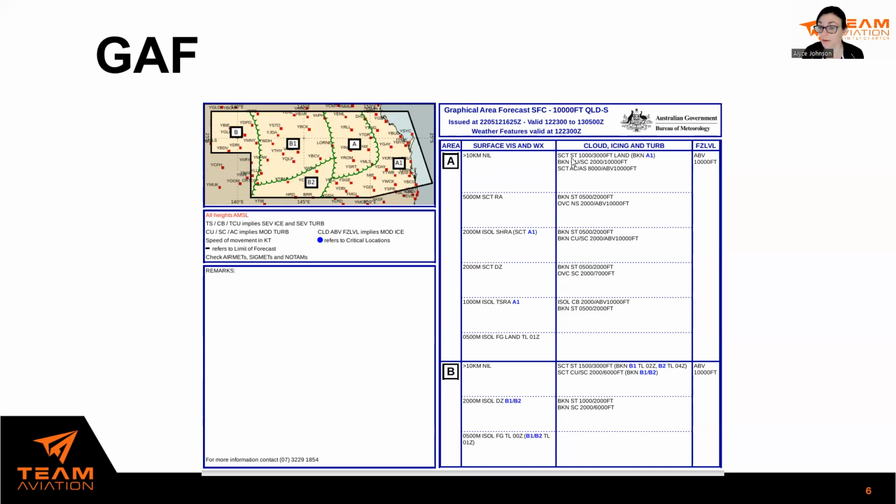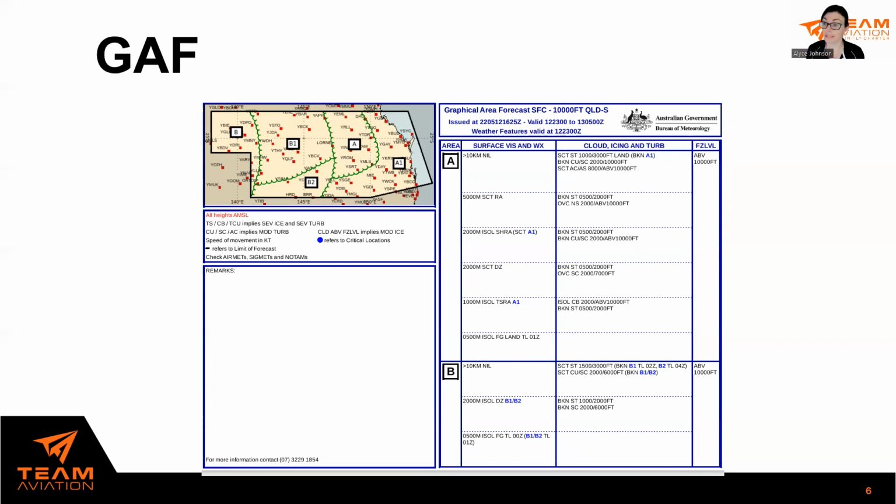We've got scattered stratus with bases 1,000 to 3,000 feet over land. Now that's broken in area alpha 1, if we recall that broken is 5 to 7 octas. We then have broken cumulus, stratocumulus with bases of 2,000 feet up to 10,000 feet. We can also see scattered, remembering that's 3 to 4 octas, altocumulus and altostratus, 8,000 to above 10,000 feet.